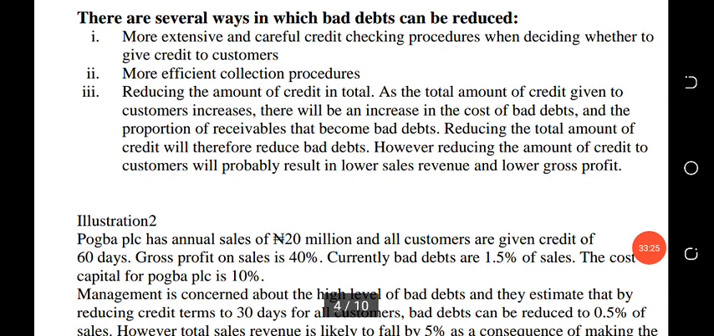So there are several ways in which bad debts can be reduced. So how can we reduce bad debt? One, more extensive and careful credit checking procedures when deciding whether to give credit to customers. Two, more efficient collection procedures. Then three, reducing the amount of credit in total.